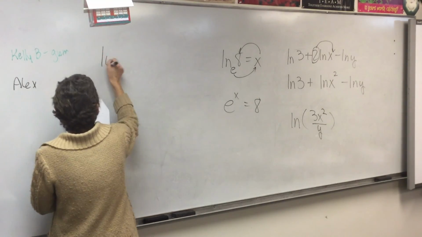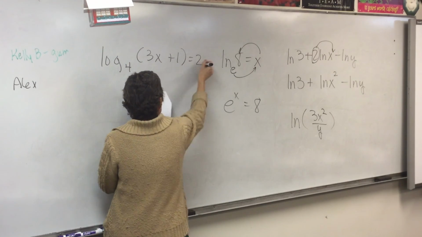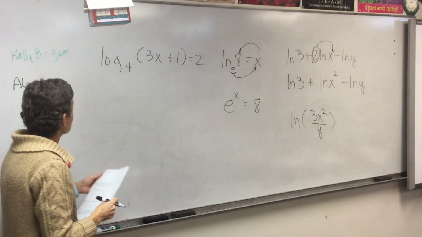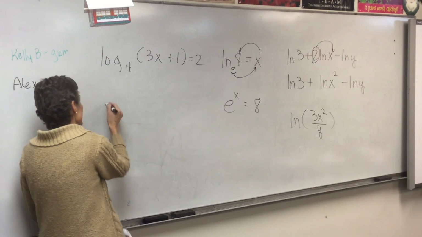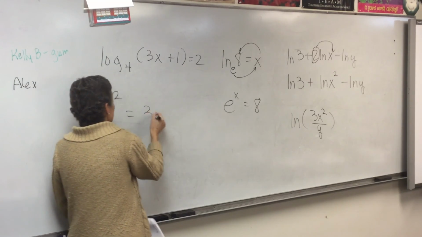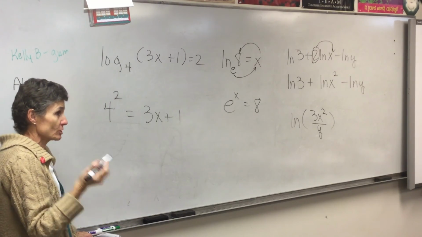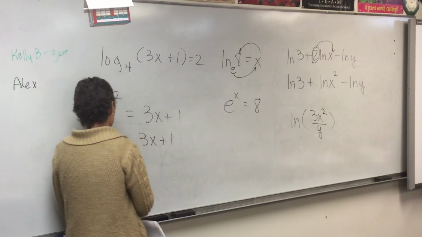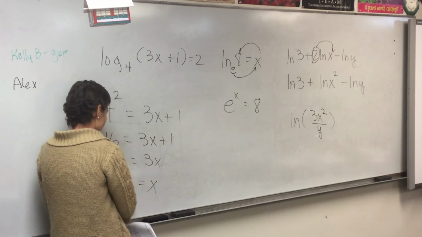All right, and now we have a logarithm to solve. So to solve that, what am I going to do? Loop-de-loop. Here we go. 4 to the second equals 3x plus 1. But this time I'm actually solving it. So 16 equals 3x plus 1. It looks like x equals 5.